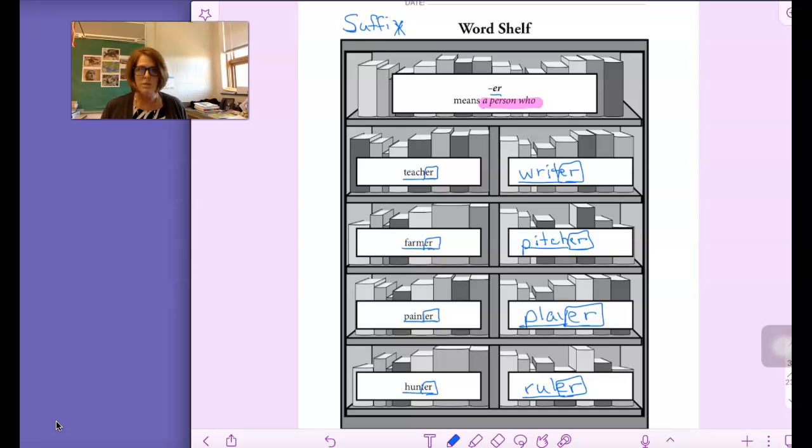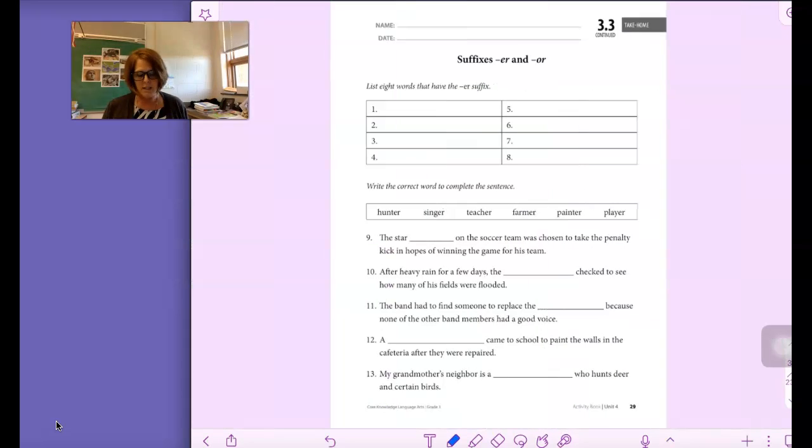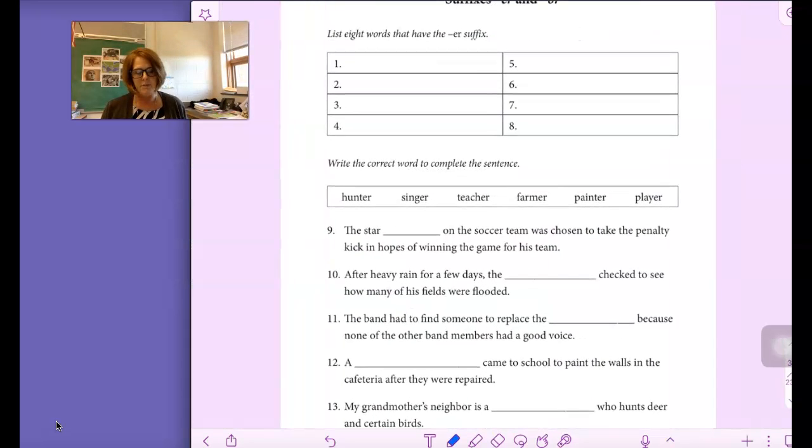So write those words on your word shelf on activity book page 3.3. And then we're going to go on to the next part of 3.3. The first part is list 8 words that have the ER suffix. So we're going to write the words that they had on the other page. You're going to go ahead and copy those down just to practice writing them. And as you're writing them, I want you to think about what those words mean.